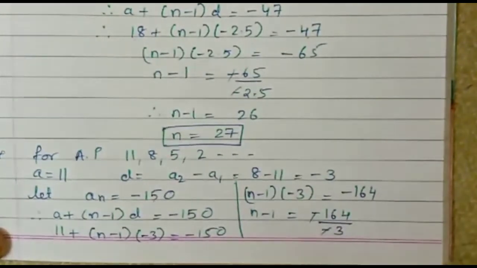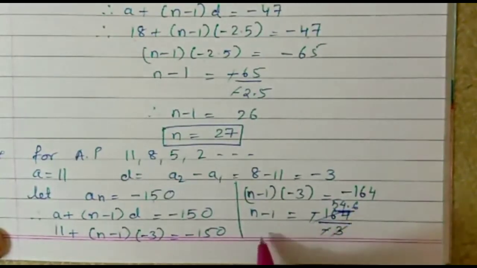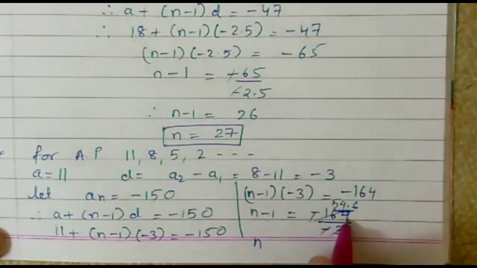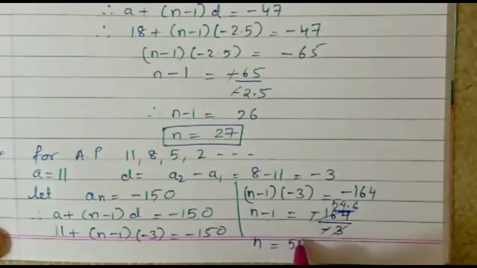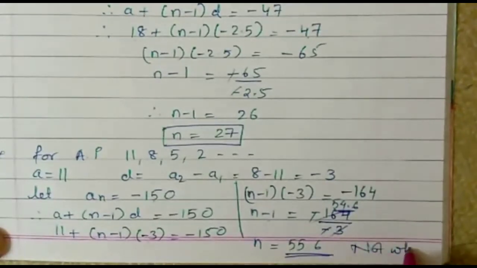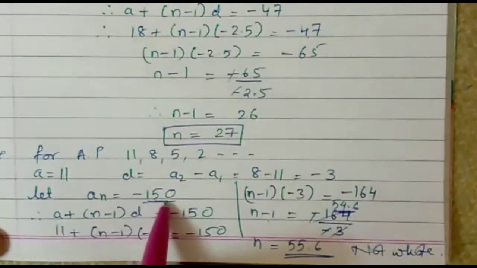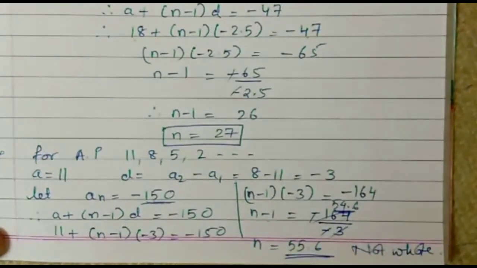You can cancel the sign of negative. So if you divide it, you will be getting 164 by 3, which comes in decimal as 54.5, and that is why if we take minus 1 that side, we will be getting 55.6, which is not a whole number, right? And if it is not a whole number, it is not possible to have minus 50 as any of the terms. So minus 50 is not a term of the given AP.